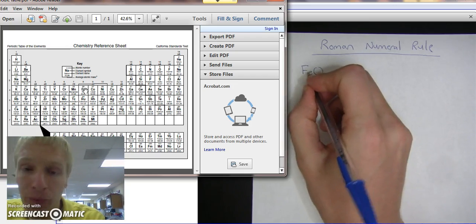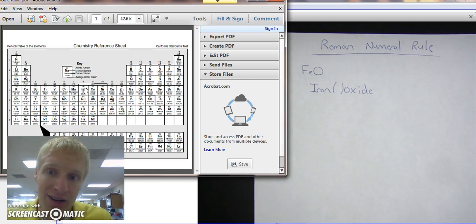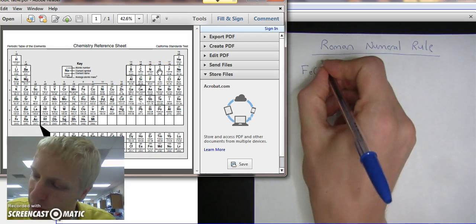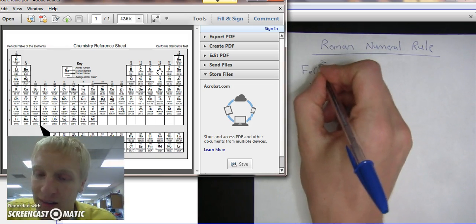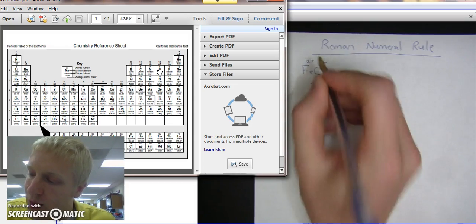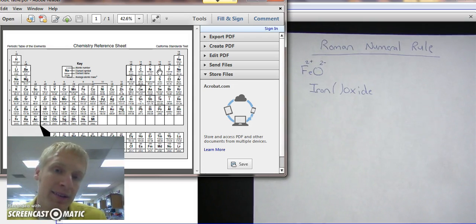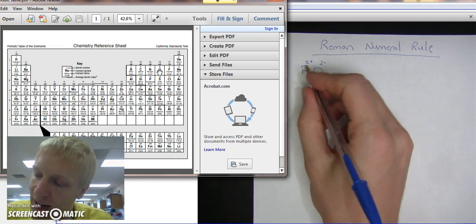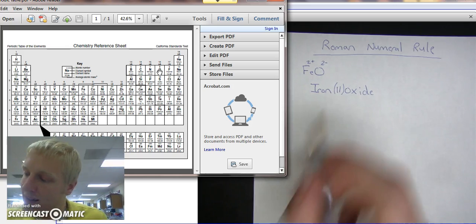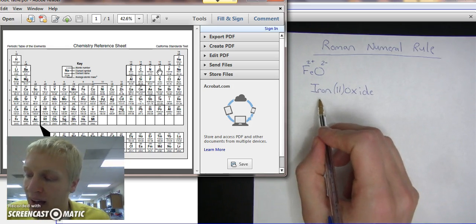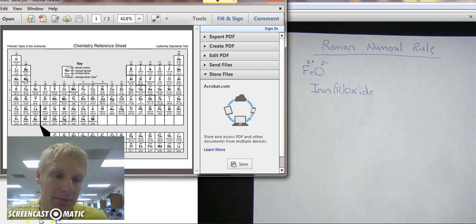So what we do is we have no idea what the charge of iron is, but we do know what the charge of oxygen is. So the charge of oxygen here is 2 minus, because we memorized it, and we need to have an overall zero charge for this molecule. So in order to balance this 2 minus out, we're going to need a 2 plus. 2 plus 2 minus is 0. So since our iron has to be 2 plus, our Roman numeral is going to be 2, and the name of this molecule is iron 2 oxide.